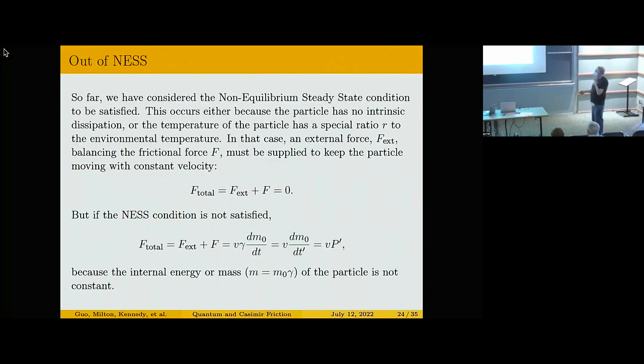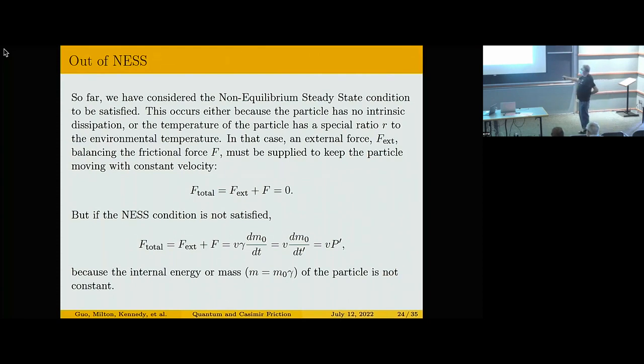Okay. Let me see. I can just about finish this up. Out of NESS, what happens out of NESS? Well, now the total force, I may have said, obviously to keep the particle moving with constant velocity, I have to apply an external force, because otherwise it's losing energy. You have to keep it going, so you have to apply an external force. And the total force in the NESS condition would have to be 0. But if the particle gains energy, then it doesn't have to be 0. The external force plus the frictional electromagnetic force won't add up to 0, but in fact it'll be equal to the rate at which the power is being absorbed or radiated by the atom times the velocity. That's just the mass change times the velocity.